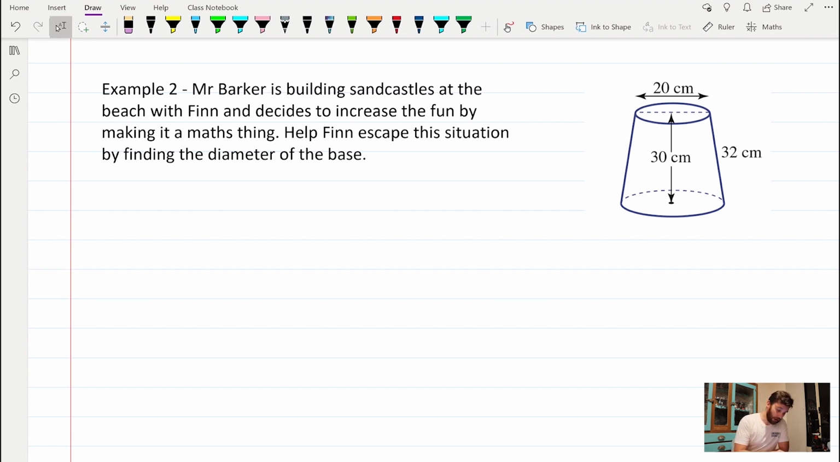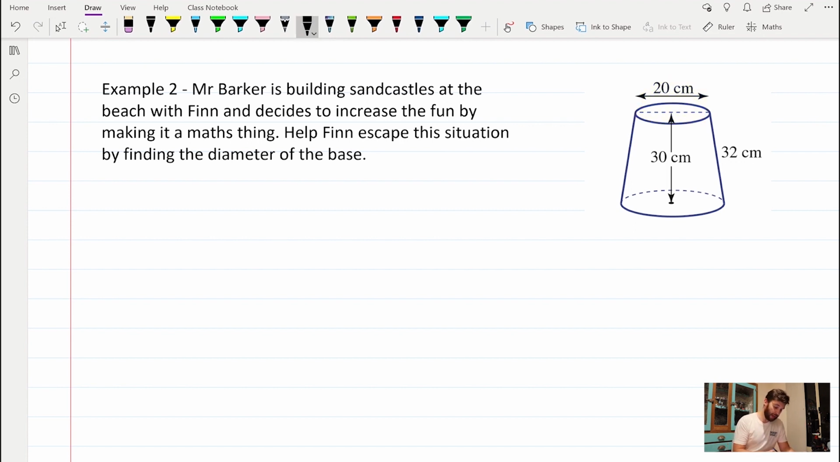Okay, so looking at the diagram, we've got a sandcastle sort of shape. We're given the height of it, which is 30 centimeters. We're given the side length, which is 32 centimeters, and we're given the diameter of the top, the circle at the top, which is 20 centimeters.